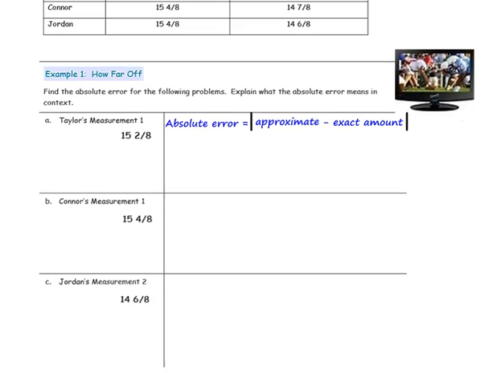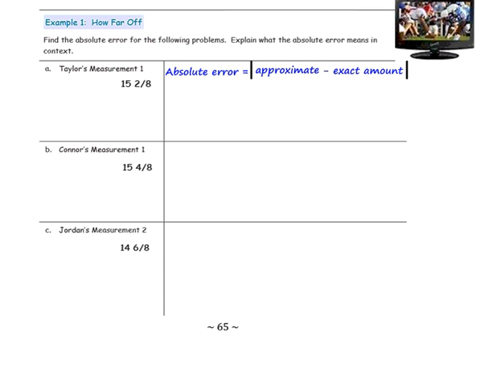So on the first page in the example, how far off, we're going to calculate the absolute error. Explain what the absolute error means in the context of the problem. So I want you to take a look at this TV. You think some people have a 32-inch TV, a 20-inch TV, a 50-inch TV. Think, how is that measured? Is it measured up and down? Is it measured left to right? Is it measured on the diagonal? Well, TVs are measured on the diagonal of the screen.